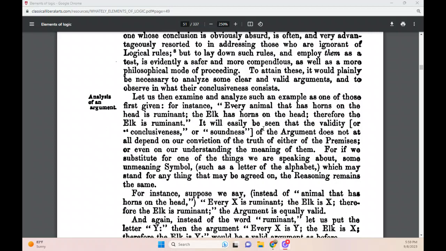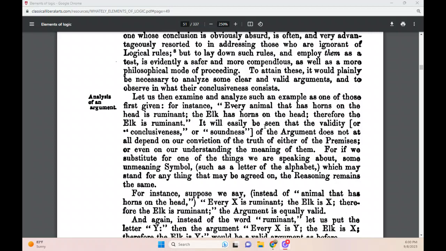It will easily be seen that the validity or the conclusiveness or the soundness, I wouldn't use the word soundness because usually soundness means that it's also true, not just conclusive but true. But validity and conclusive can be used interchangeably.